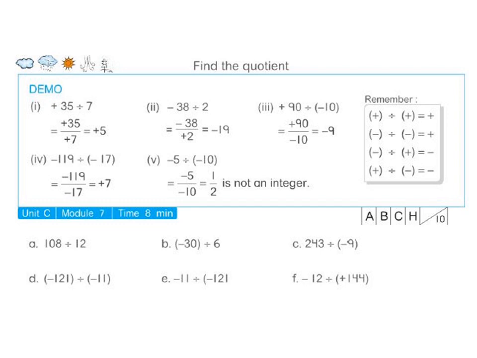So here we are dealing with the division of integers. We have to find the quotient. Look at the demo. Demo number 1. 35 divided by 7 will give us a positive integer because both the dividend and the divisor are positive. In the second one, one is negative, one is positive, so the answer will be negative, and 38 divided by 2 gives us 19.